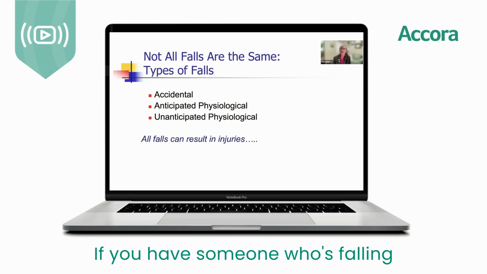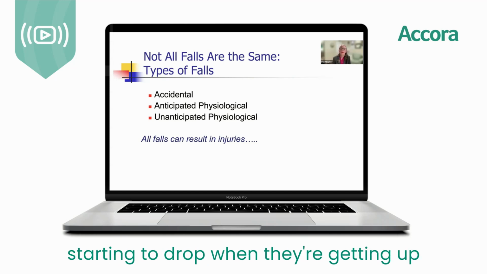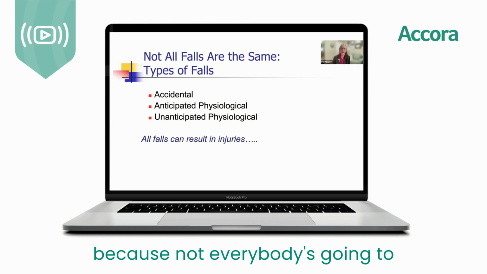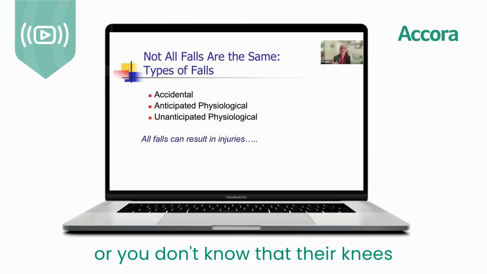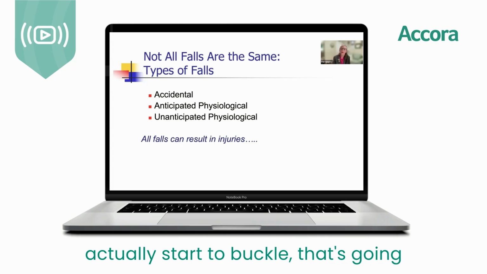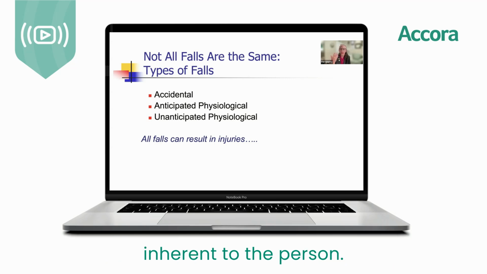So that would be an environmental fix, and that would be related to preventing an accidental fall. If you have someone who's falling because their blood pressure is starting to drop when they're getting up to start walking, and they don't get dizzy, because not everybody's going to tell you they're getting dizzy, or you don't know that their knees are starting to buckle until they actually start to buckle, that's going to be an anticipated physiological fall inherent to the person.